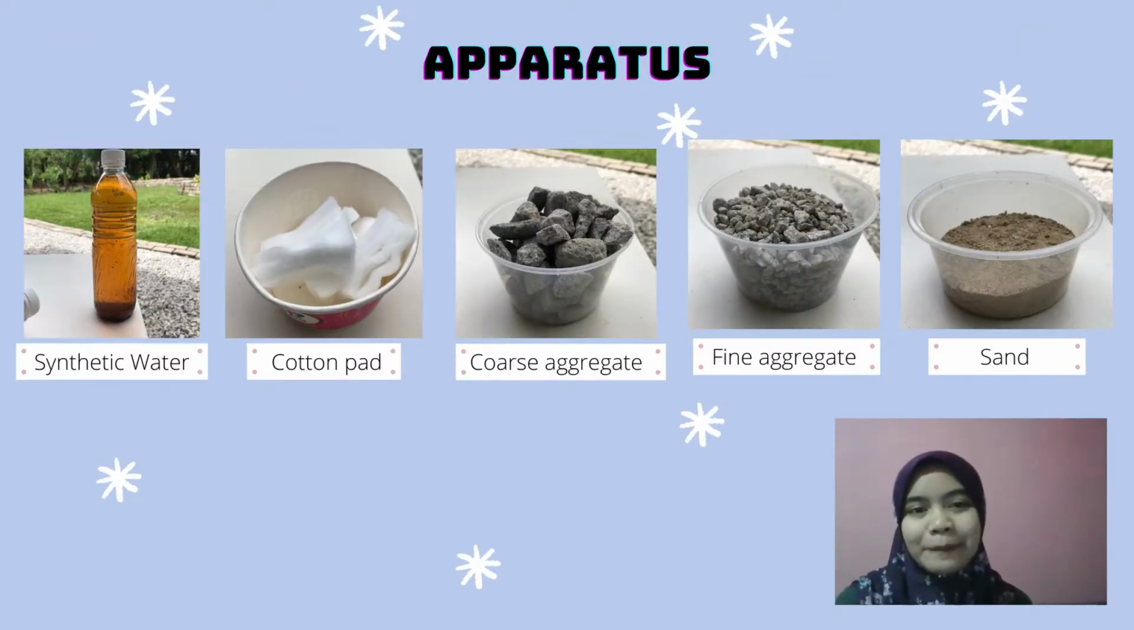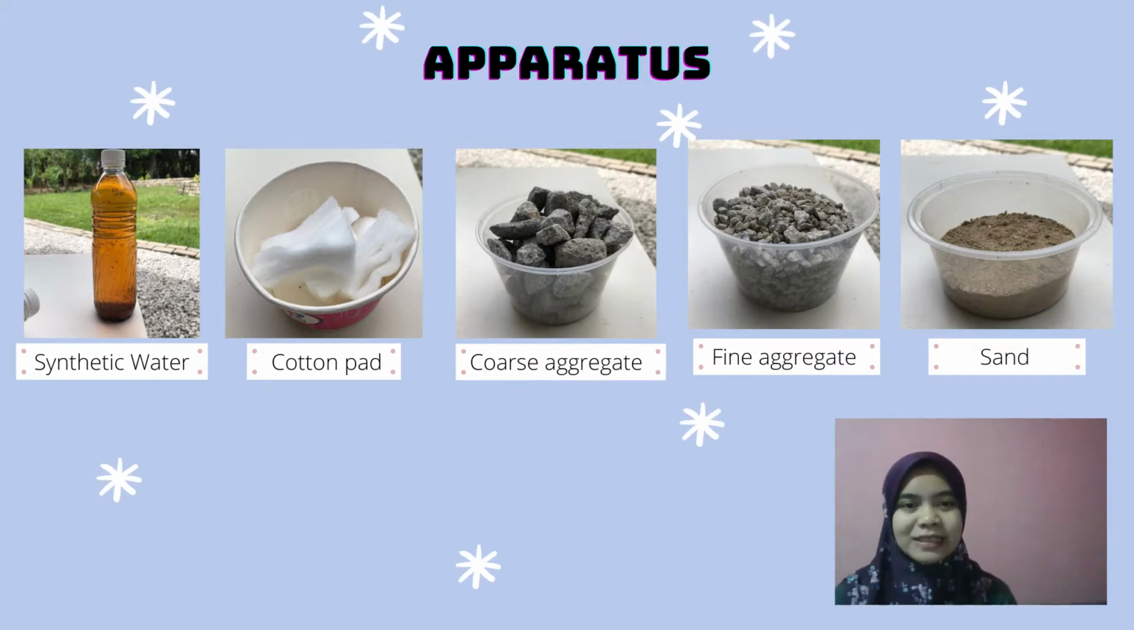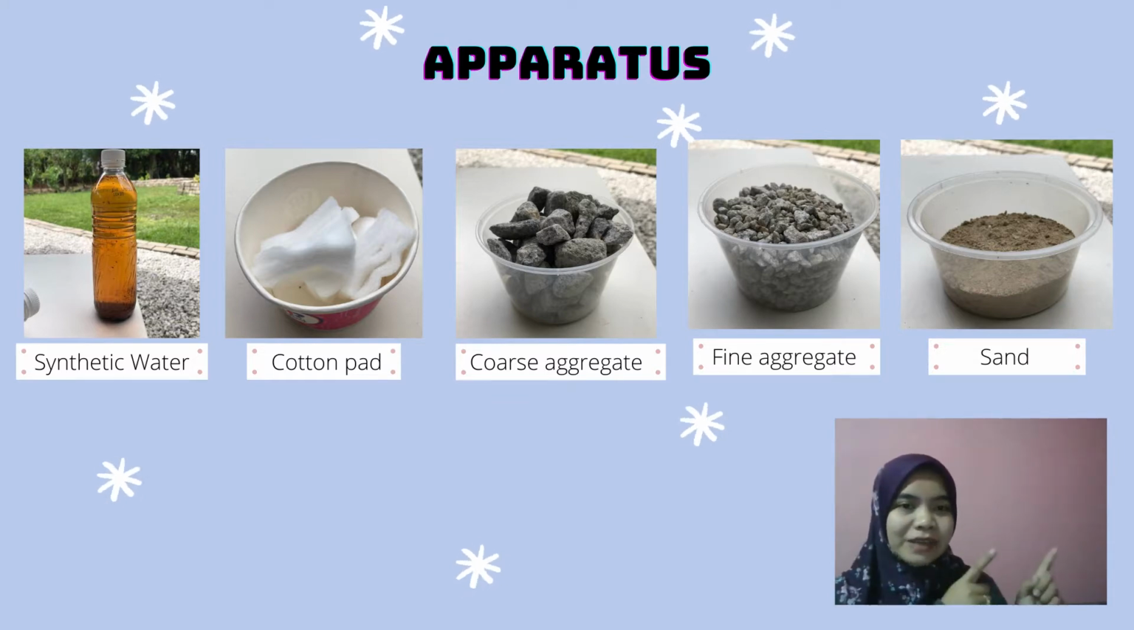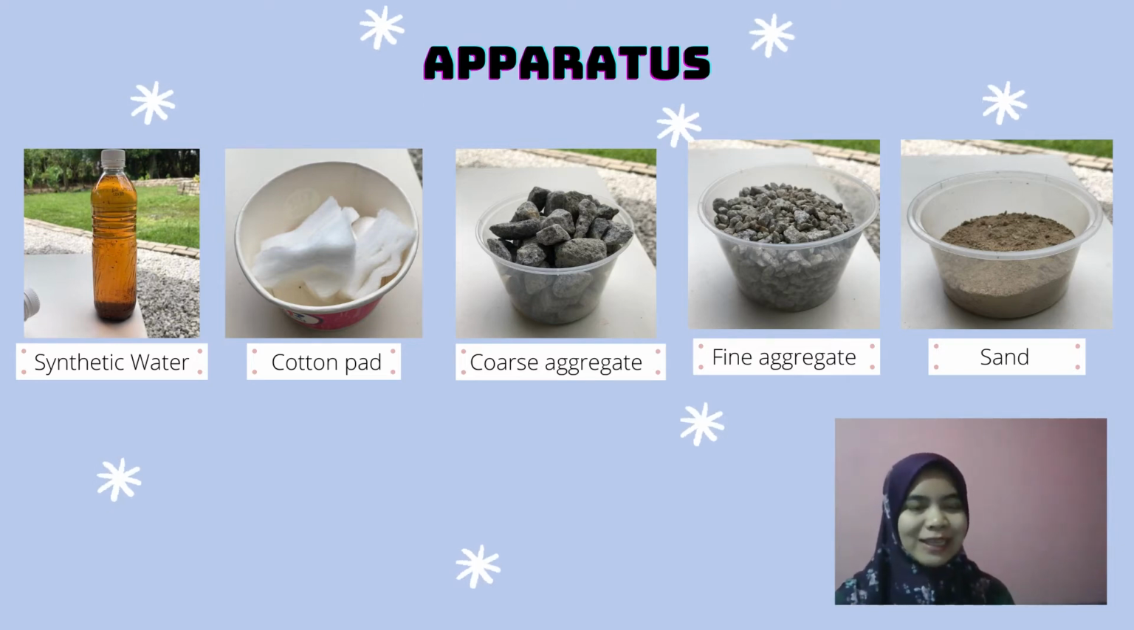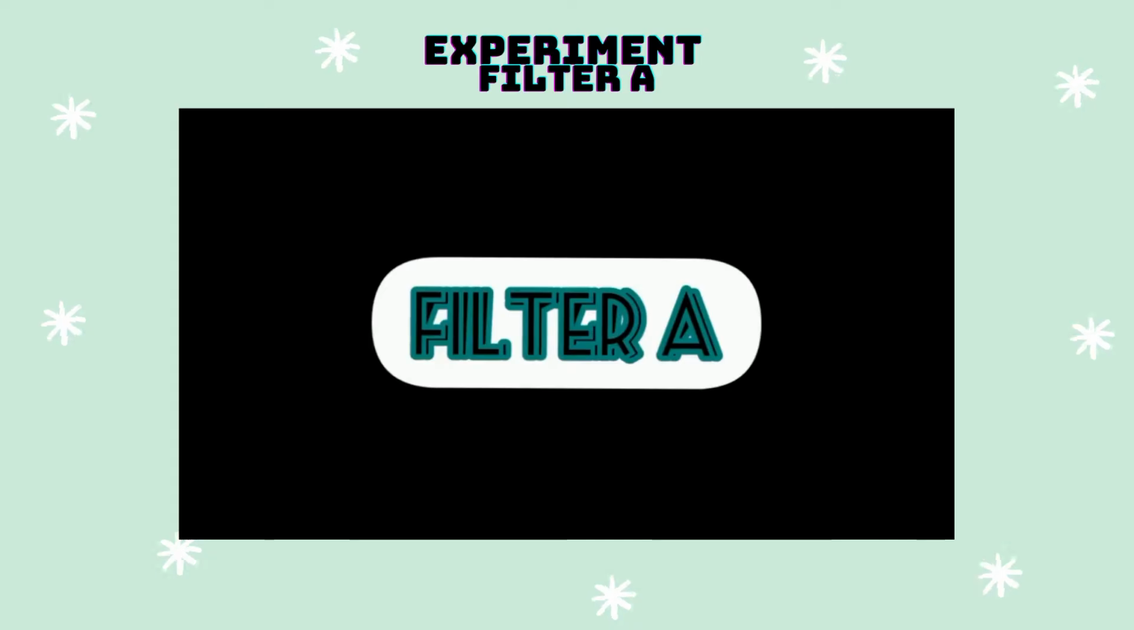Alright, let's go to the apparatus that we use in this water quality experiment. Firstly, what we need to prepare is synthetic water, carton pack, coarse aggregate, fine aggregate, and lastly, sand. Alright, this video will show you the procedure of how to conduct the water quality experiment.